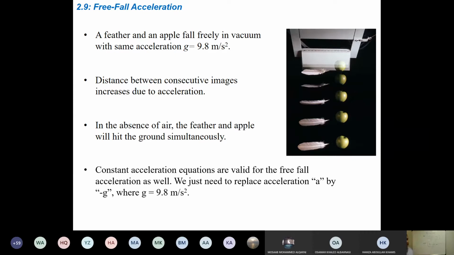Now you see the difference between these two. All I did was replace acceleration by minus G. I have a question. Yeah. Why negative G? Is that because of the direction?